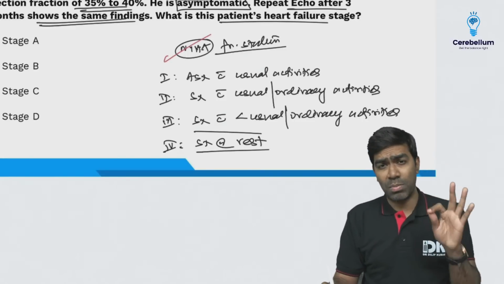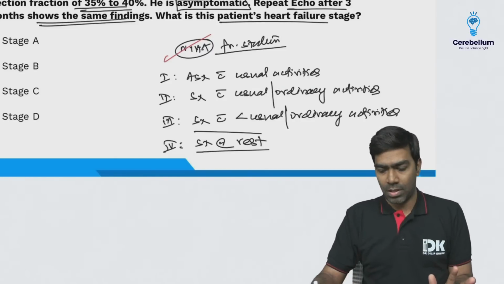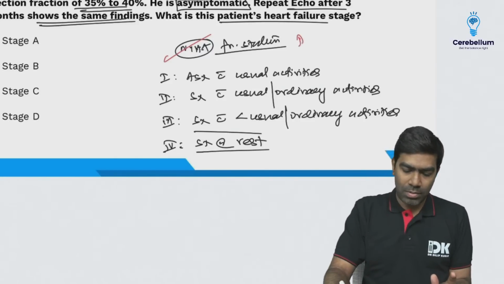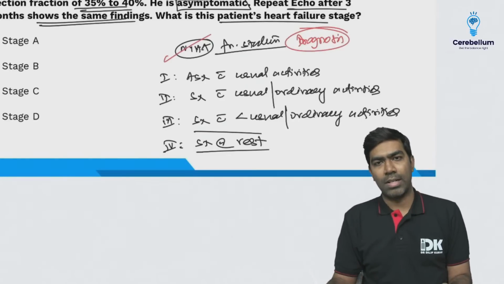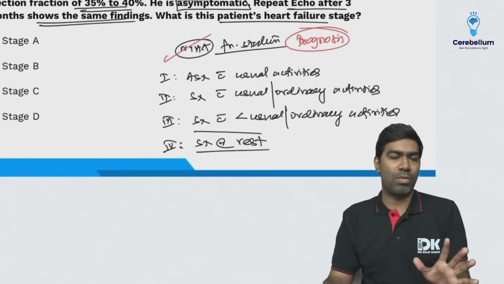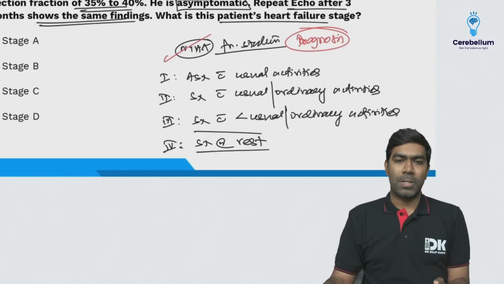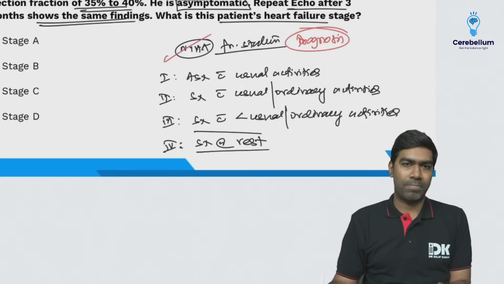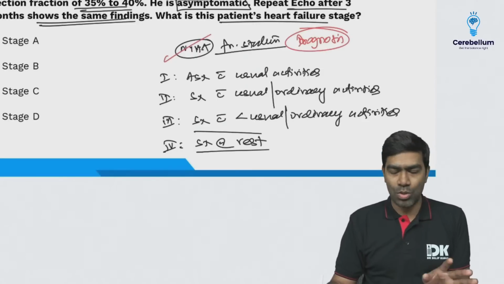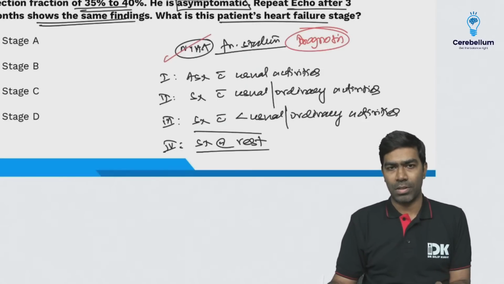NYHA is the most powerful prognostic system for heart failure. In heart failure, it is the most powerful prognostic system as far as the heart failure therapies are concerned. There is nothing else more powerful than NYHA. That's why they always ask about NYHA. It can be used only for patients with heart failure though.